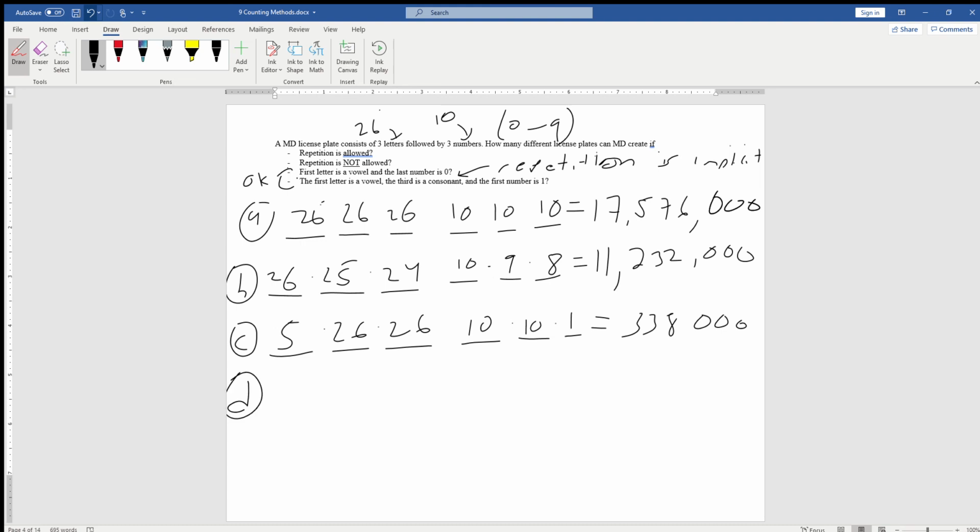Letter D: the first letter is a vowel, the third is a consonant, the first number is a 1. So the first letter is a vowel, 5. It doesn't say anything about the second letter, so that's still 26. The third is a consonant, and if it's not a vowel, it's a consonant, so there are 21. The first number is a 1, so there's 1, and it doesn't say anything about the other 2 numbers, so those are both 10s. I'm going to put that in the calculator, and I get 273,000.